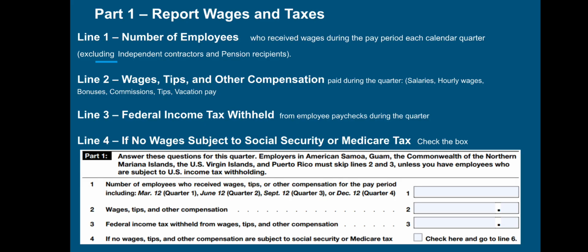Line 3, federal income tax from employees' paychecks withheld by the employer during the respective quarter. On line 4, if no wages are subject to Social Security or Medicare tax, check this box, if the wages are 0 for the quarter.